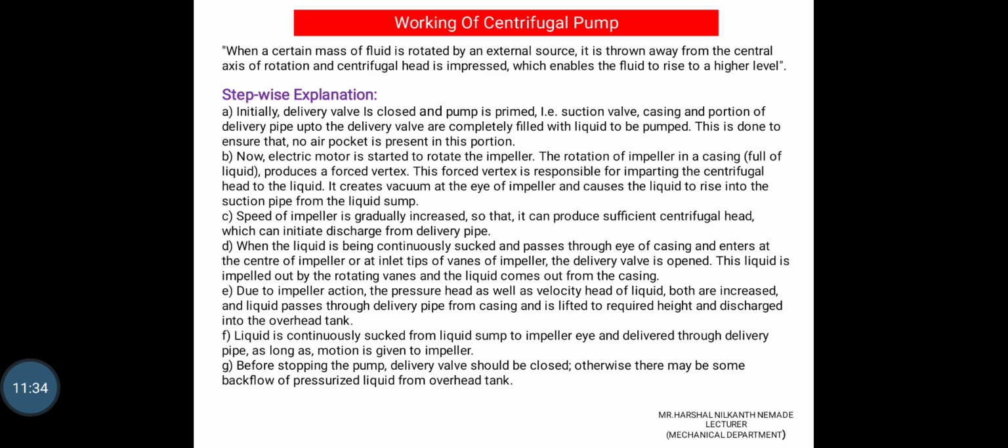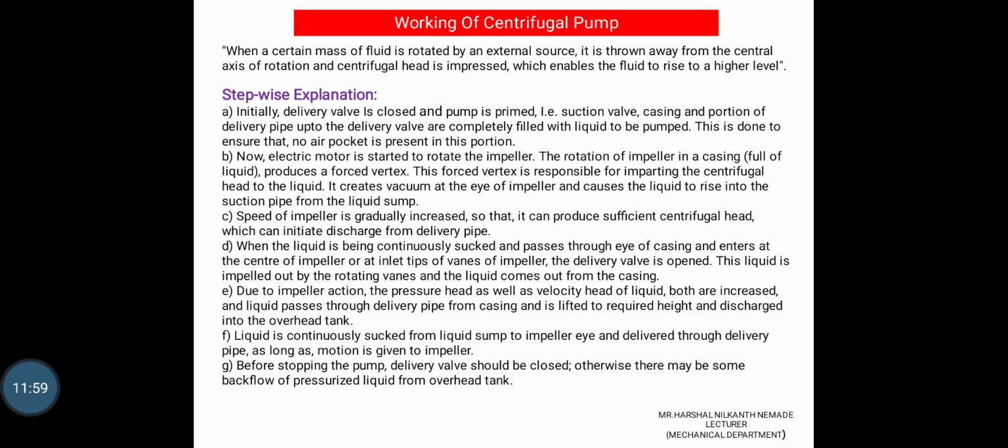Okay, the forced vortex is responsible for imparting the centrifugal head to a liquid. It creates a vacuum at the eye of the impeller, causing the liquid to rise into the suction pipe from the liquid sump. The speed of the impeller is gradually increased to produce sufficient centrifugal head, which in turn discharges the liquid from the delivery pipe.